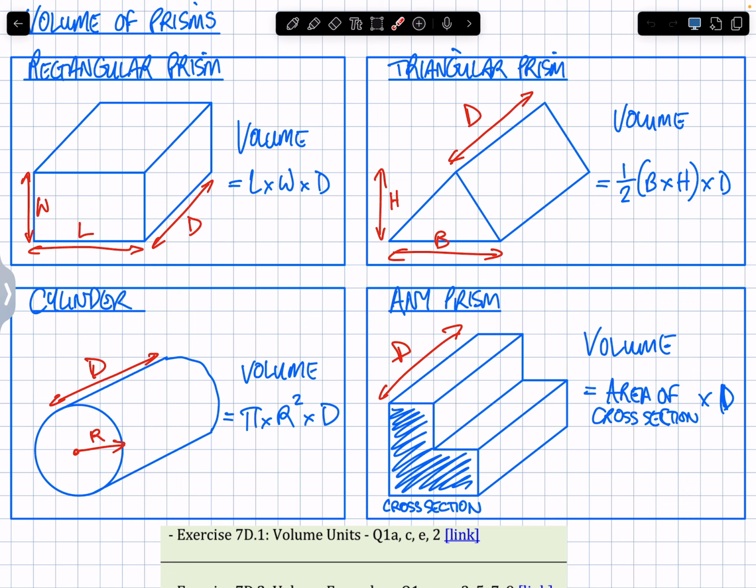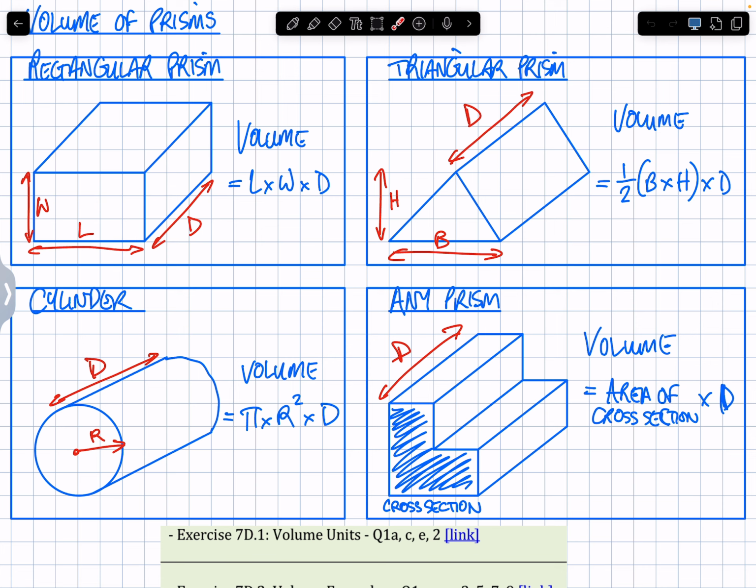So what I hope you see from these three formula for the rectangular prism, triangular prism, cylinder, is there's a pattern to what these formula are. How do I find the area of a rectangle? Length times by width. How do I convert it to the volume? I times it by the depth. So what am I doing? I'm finding the area of the end part and timesing it by how deep the shape goes.